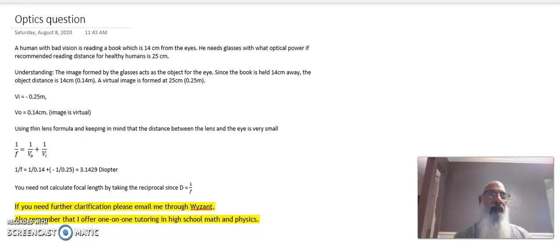corrective lenses. Okay, so the question is asking what should the power of the lens be so that the correction is such that the image is formed at a location from where the eye can see comfortably. That is basically the idea.